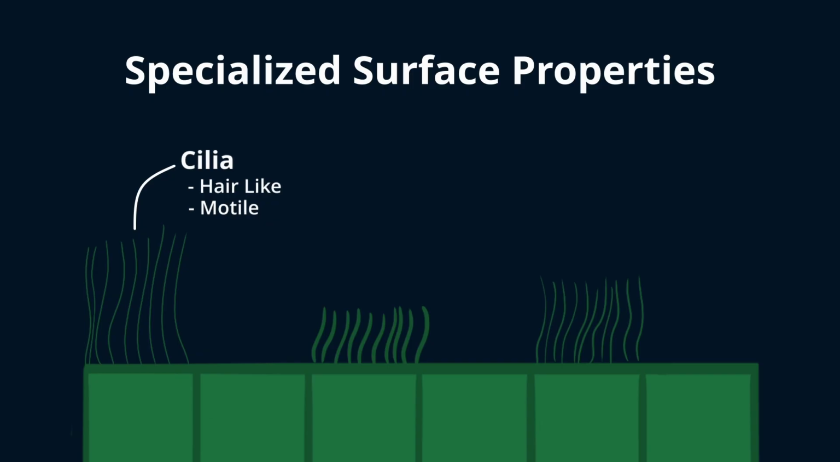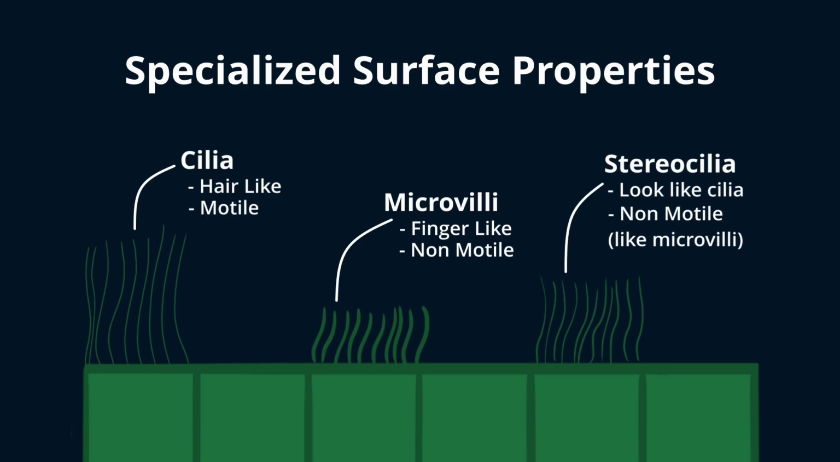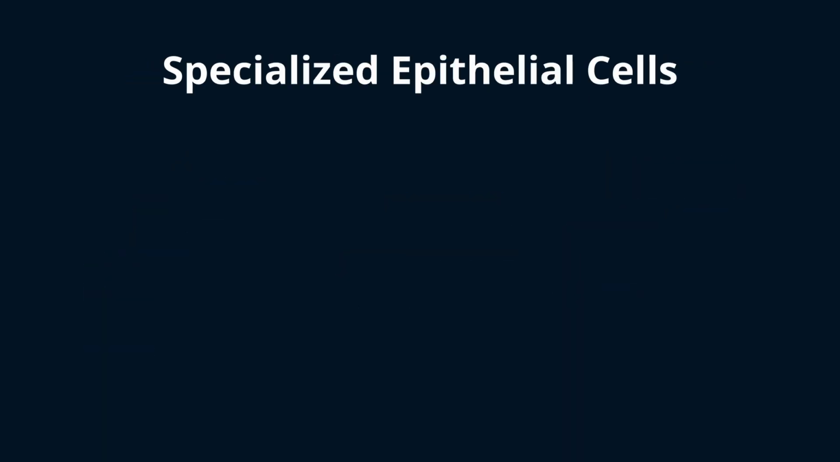Cilia are tiny hair-like structures that are motile, which means they move. These structures beat against the epithelia to help move mucus and other substances over the epithelial surface. Microvilli are finger-like structures which are non-motile. They increase the epithelial surface area and trap substances to improve substance absorbance. Stereocilia are non-motile like microvilli and hair-like cilia, and are generally important for epithelial tissue in your inner ear for hearing and balance. Other specialized characteristics of the epithelia are specialized cells.